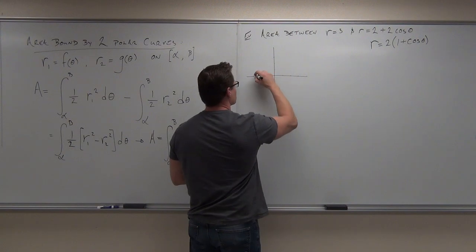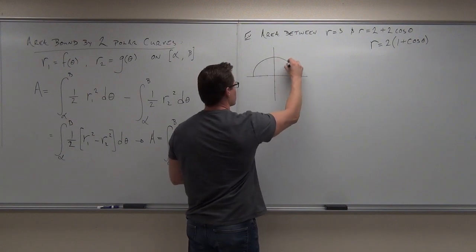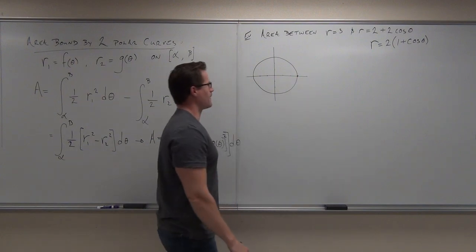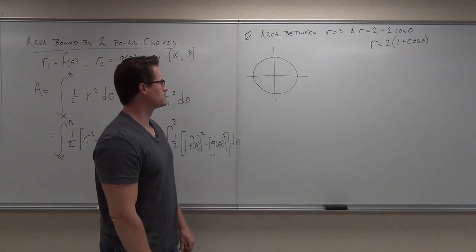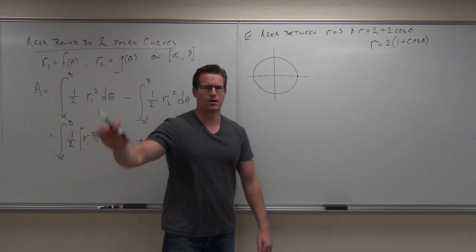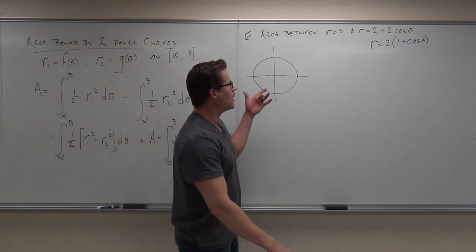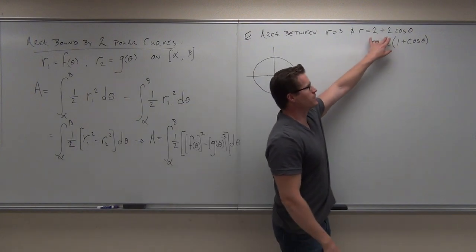So our circle would look like, oh man, I don't think it's right. Oh, it's okay. Like that. Show of hands, feel okay that R equals 3 equals that circle. Now, how about the next one? Check this out. R equals this cardioid, this bigger cardioid.